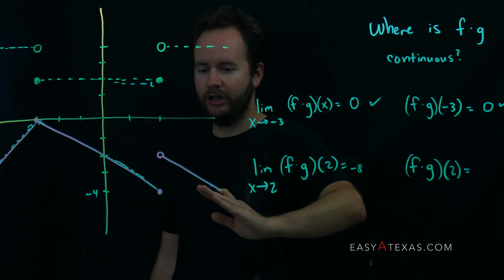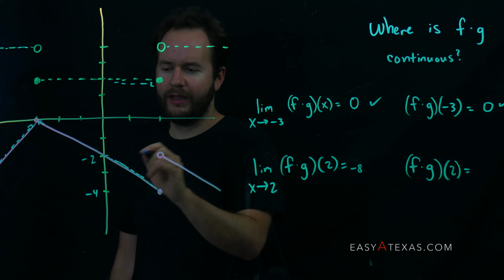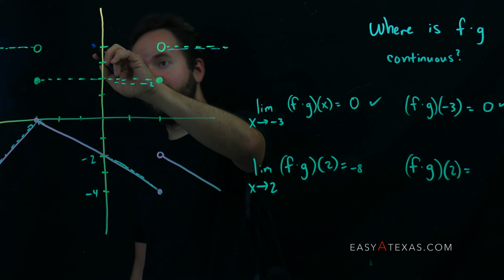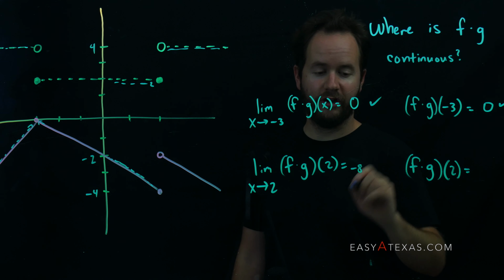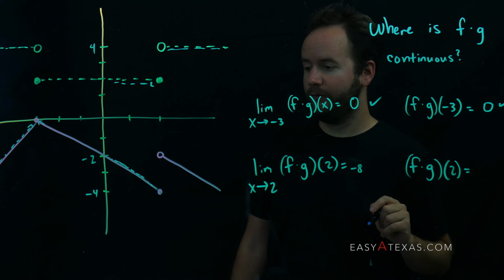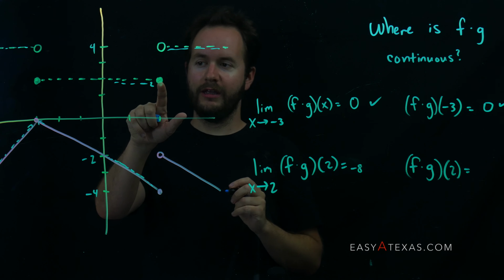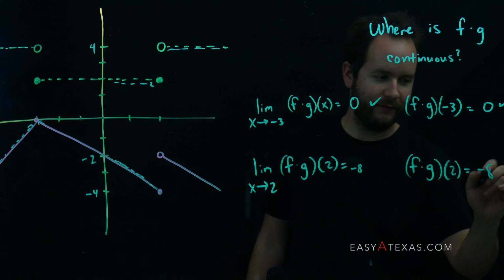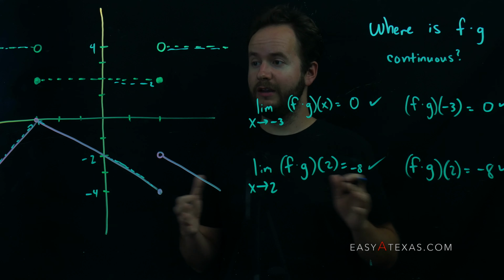As we approach 2 from the right on f, we get -2. As we approach +2 from the right on g, we get 4. 4 times -2 is also -8, so that checks out. What is the actual value of the function f times g at x equals 2? The value of f is -4, the value of g is +2, 2 times -4 is -8, and these values also agree. So it seems this function is continuous everywhere else.